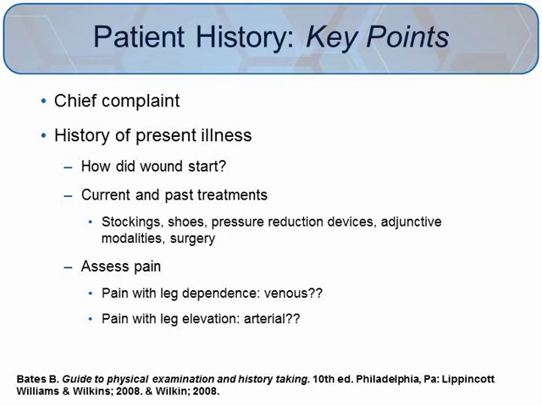So for instance, how did the wound start? What was the cause, if the patient knows? Do they remember bumping their leg 3 months ago and the wound hasn't healed? Or maybe the wound started as a bruise or a callus or a rash and then developed over time. You also want to ask about current and past treatments, things like compression therapy, like use of stockings or Velcro devices or pumps. What kind of shoes do they wear? Are they a diabetic, and do they wear diabetic shoes? And how often do they wear them?